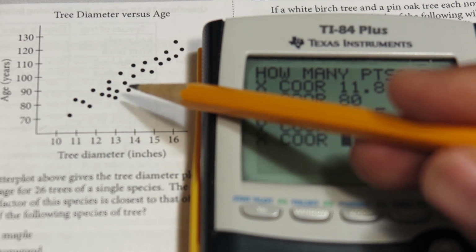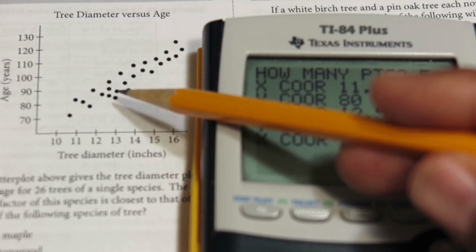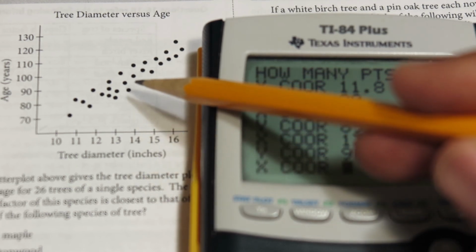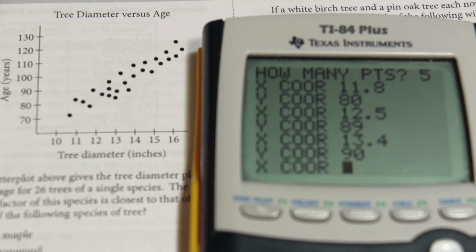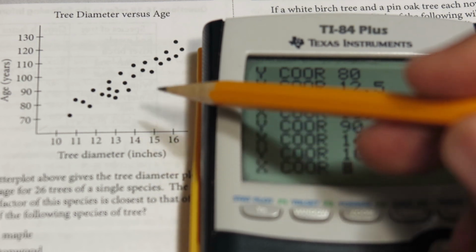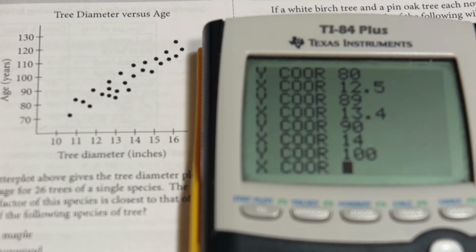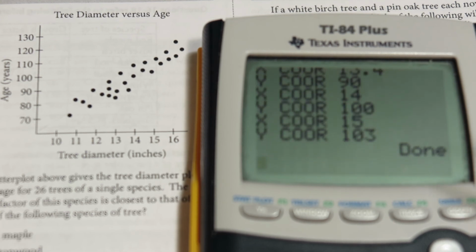Then let's go over here to 13, go up, let me get a nice point here. So let's say 13.4 and 90. These are approximates. It doesn't have to be perfect. Let's go over here to 14, go up, and it looks like it's about 100. So 14 and about 100. Then we've got one more that we need. Let's come over to 15, and we'll go up to about 103. Now you can see I'm just guesstimating, but I'm trying to make it reasonable. And then it's done. So we've entered 5 points.